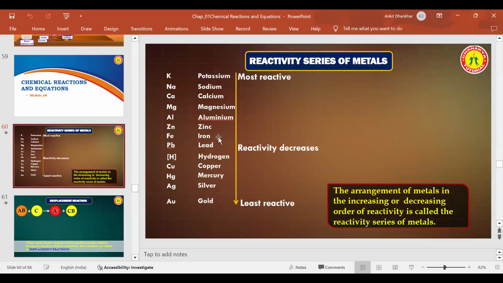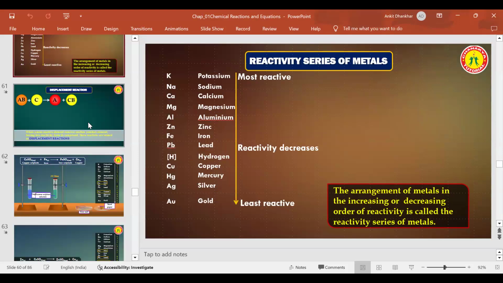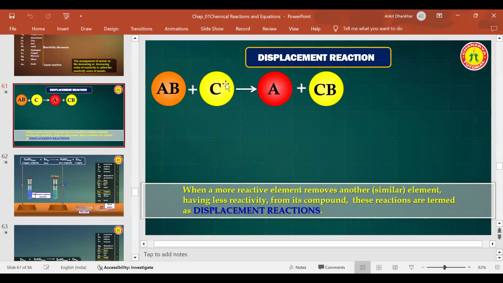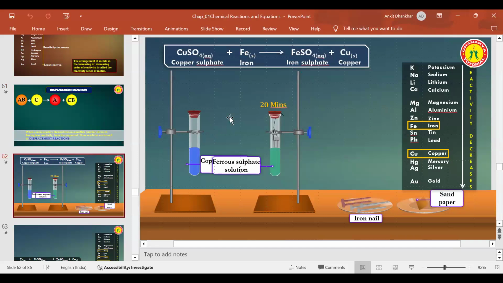Next we studied the reactivity series of metals and then we studied displacement reaction, when a more reactive element displaces a less reactive element from its compound. Then we saw a few examples of this displacement reaction.